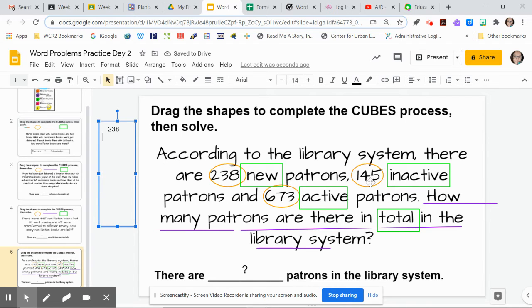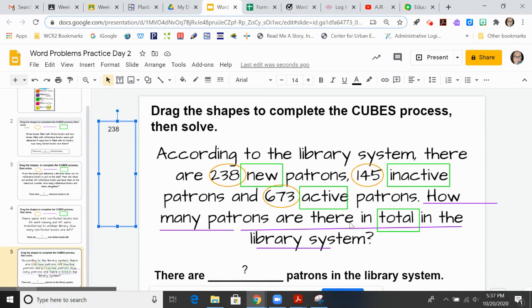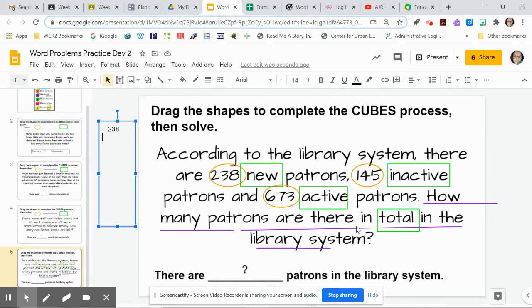Oh, I'm going to say 145 of them are inactive. That means they are not going to the library. So does that mean that they're going to be included in this total? How many patrons are there in total in the library system? Let's see. Let's think. Well, my initial thing was thinking, no, it wasn't going to be in total because they're inactive. But they're still in the library system. Their names are still in there. So I'm thinking this through, and I'm thinking, actually, I might be adding all three of these numbers.